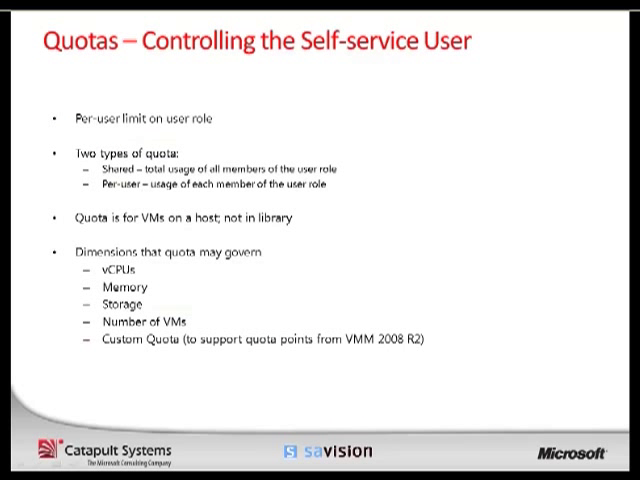As I mentioned, basically it's a per user limit on the user role. Two types of quotas that it provides you are shared, which is the total usage of all members within that user role, and then per user, which is the usage of each member of the user role. Quota is only for virtual machines on a host, not in the library, and it's pretty much the same for the other managed resources, all your physical resources, memory, and number of virtual machines.